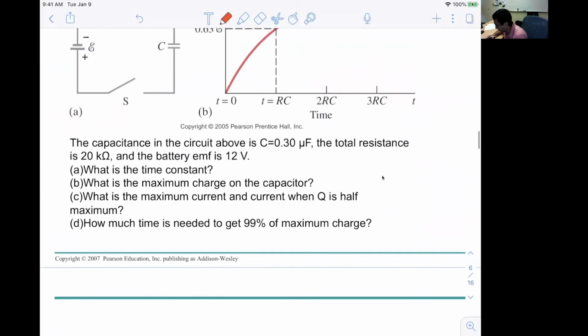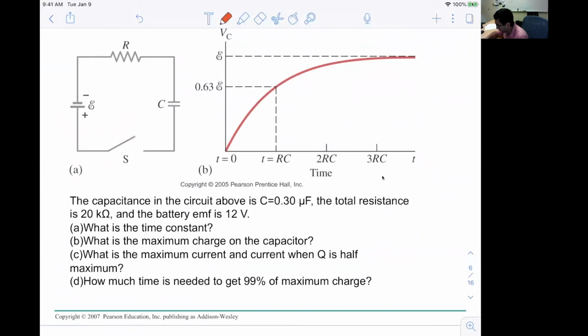So we have one example problem. You have a capacitance of 0.3 microfarad, a 20 kilo ohm resistor, and a 12 volt battery. What's the time constant? The time constant, we usually show as tau, is RC, and the unit is seconds. You have 20 kilo ohm times 0.3 microfarad, then you have 6 times 10 to the minus 3 seconds, 6 milliseconds.